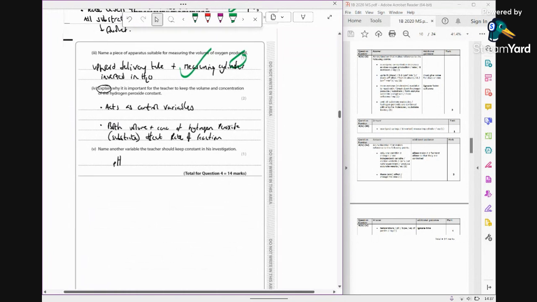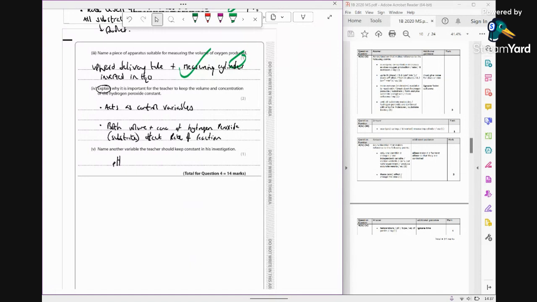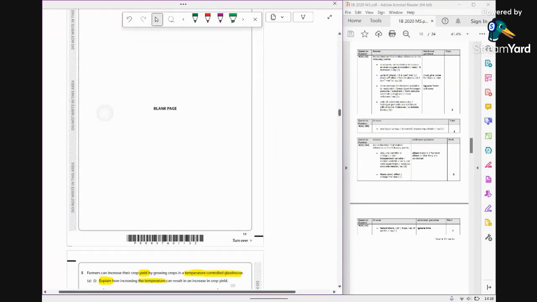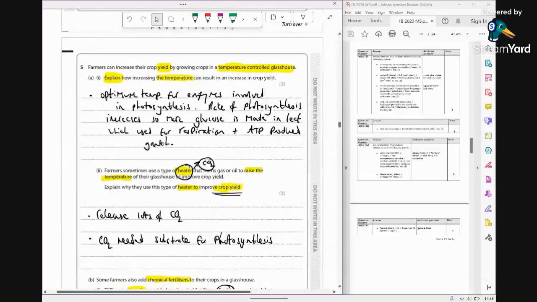Act as a control variable. Only one variable has changed, one independent variable. Control variable, there we go. These also affect the change of rate. Good. And then pH. Good. We're on 100% so far on question 5. Pretty good going.